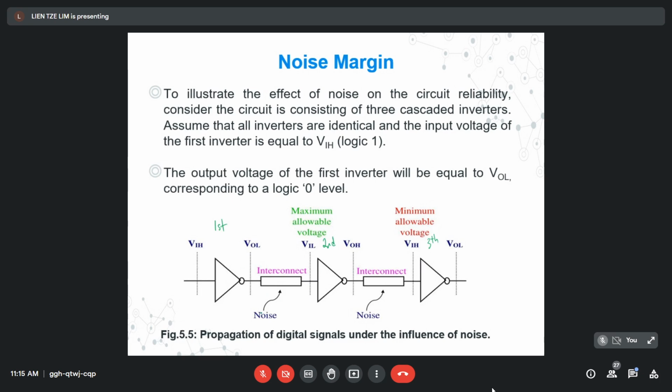When the signal is transmitted from the output to the input of the next inverter, there will be noise from the environment. The noise can be any noise, such as coupling noise. So the noise should be a noise that can be tolerated by this circuit.